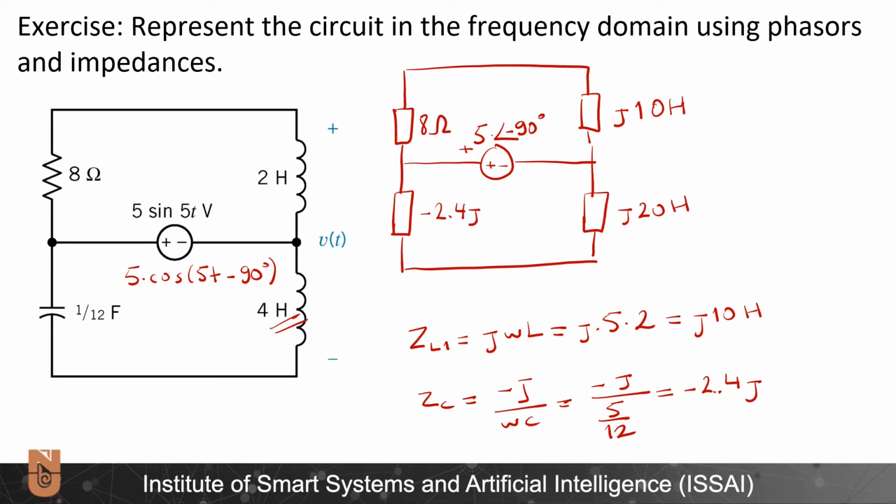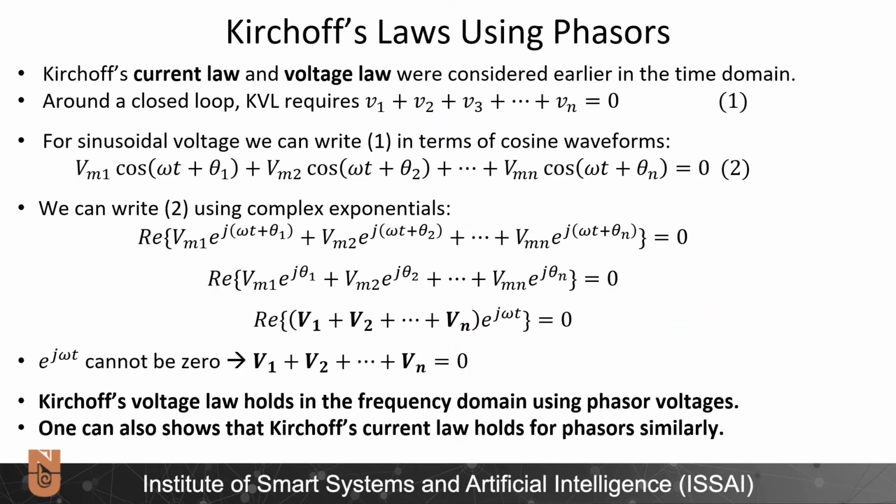So here I created the frequency domain representation of the circuit using impedances and also phasors. Now I can use these elements in order to do circuit analysis. We have covered Kirchhoff's current law and voltage law previously for the time domain. KVL requires the sum of all the voltages around a loop to be equal to 0. And we can write equation 1 for the cosine waveform voltages as well, and their sum should be equal to 0 as well.